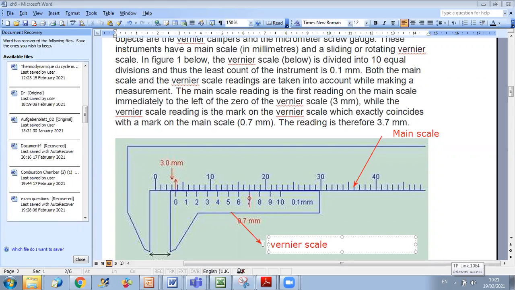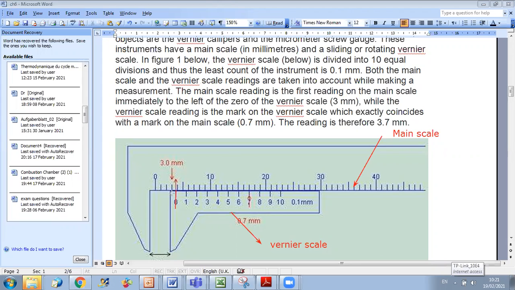So if I want to read my measurement, I look at the zero in the Vernier scale. The zero in the Vernier scale here is just between 3 millimeter and 4 millimeter. Okay, so I will take the number to the left of zero, which is 3. So I have 3 point something.